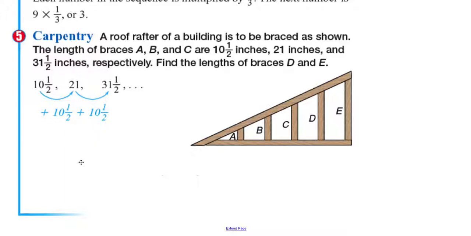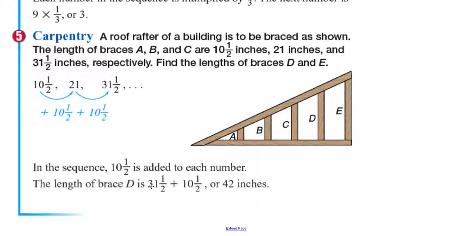So after we find the pattern, we can simply continue the sequence. 10 and 1/2 is added to each number. So the length of brace D is 31 and 1/2 plus 10 and 1/2, which is 42 inches. And the length of brace E would be 42 plus 10 and 1/2, or 52 and 1/2 inches.